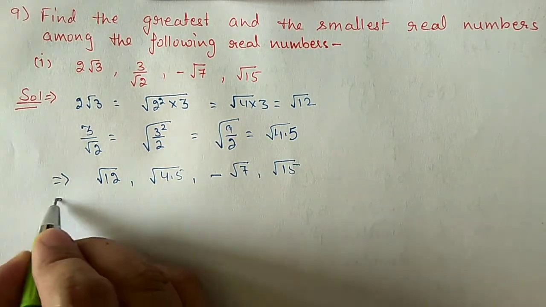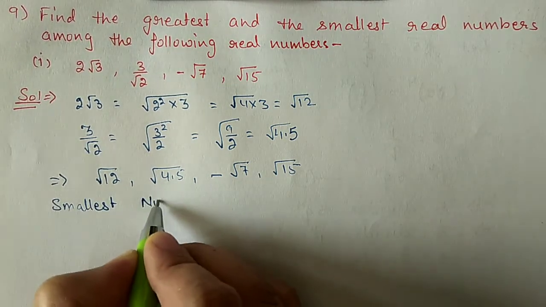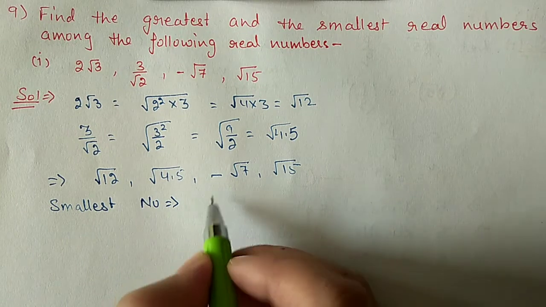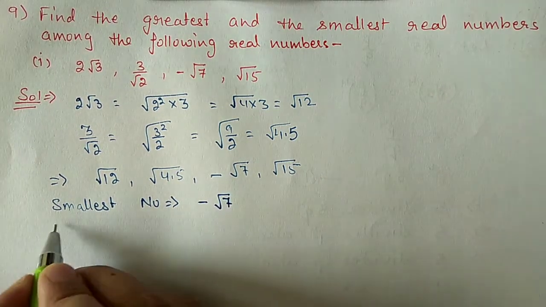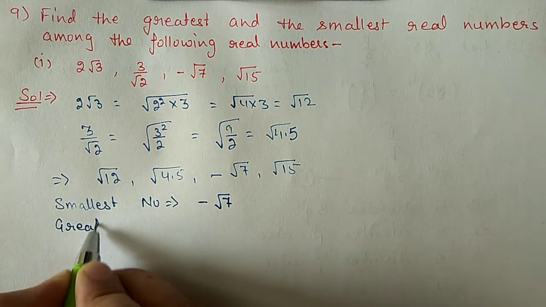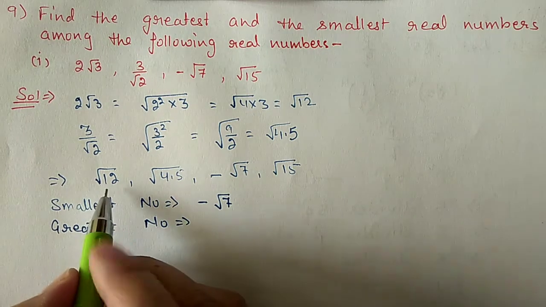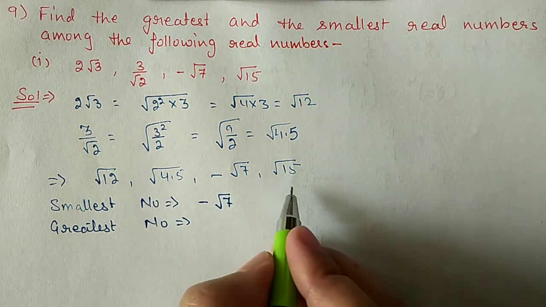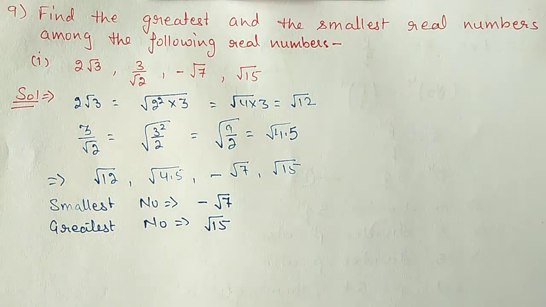So the smallest number, the negative number will be the smallest number, so minus root 7 is the smallest. And for the greatest number, now see the positive numbers 12, 4.5, 15. So 15 is the greatest number here. Root of 15 is the greatest number.